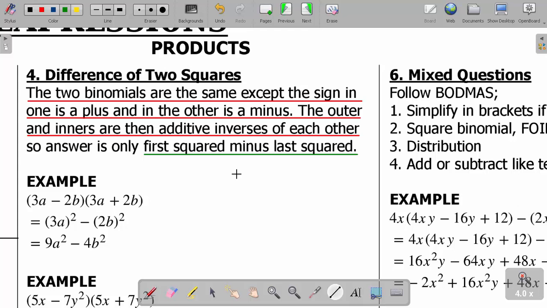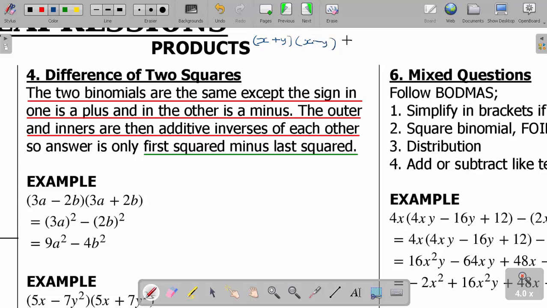Now I'm talking about difference of two squares. Let me write some examples of difference of two squares for you here, because I know some people might confuse them. I can have (x plus y) times (x minus y). It's a plus in one and a minus in the other.